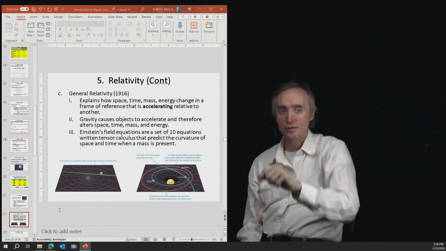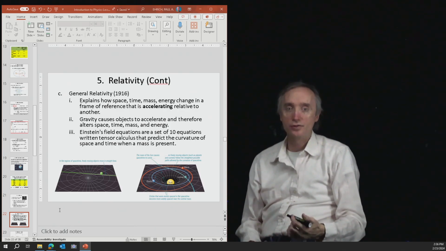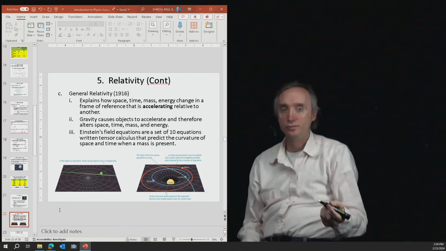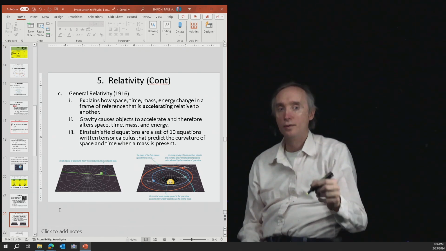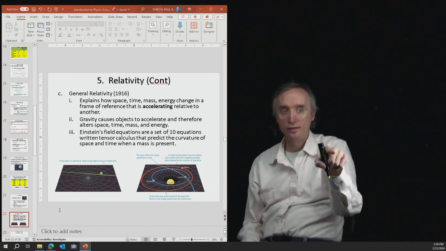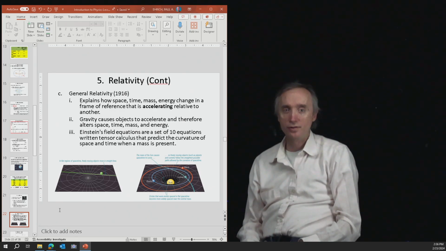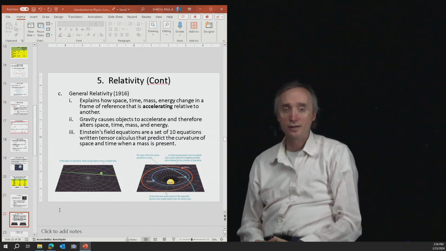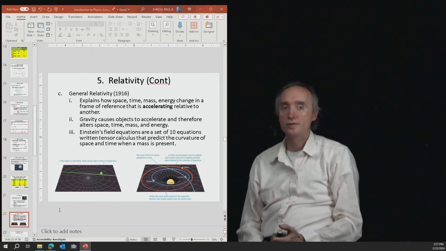So in that first picture over there, it shows what an object does if there is no mass present. Do you notice it goes in a straight line? Well, Sir Isaac Newton would say, see, an object goes in a straight line unless there's a force acting on it. So that is Newton's first law. But the question is, what happens if there's a mass?